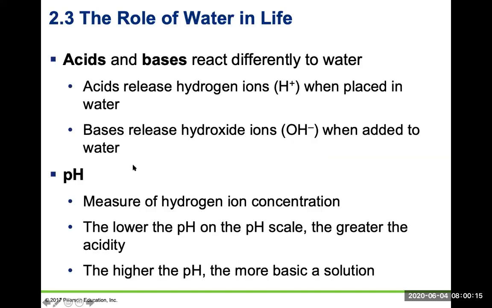Then we'll get to acids and bases and how they react differently to water. Acids will release hydrogen ions when placed in water, and bases will release hydroxide ions when added to water. pH measures the hydrogen ion concentration. So the lower the pH on the pH scale, the greater the acidity of that liquid. If we have a higher pH on the pH scale, the more basic a solution.